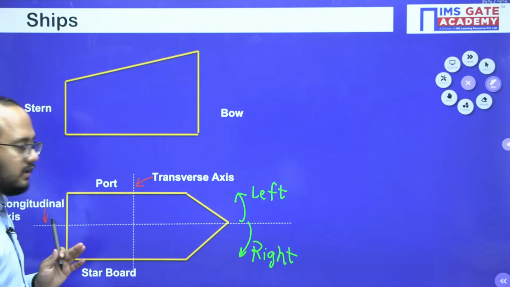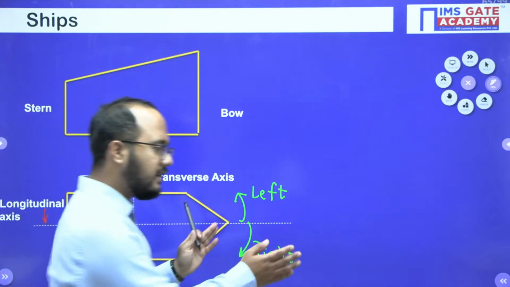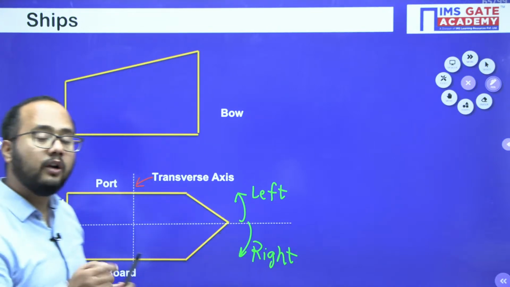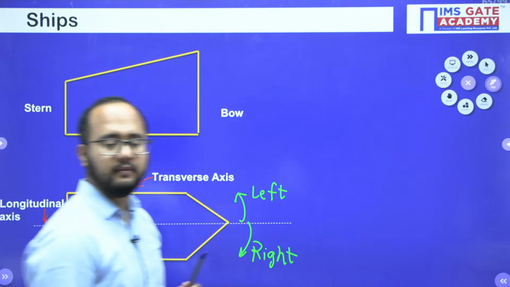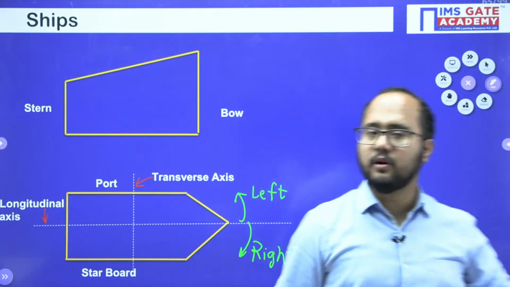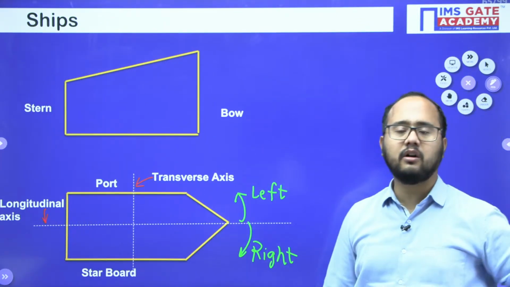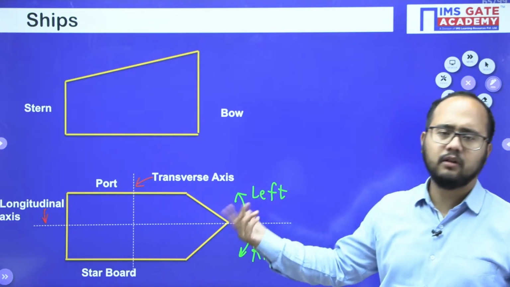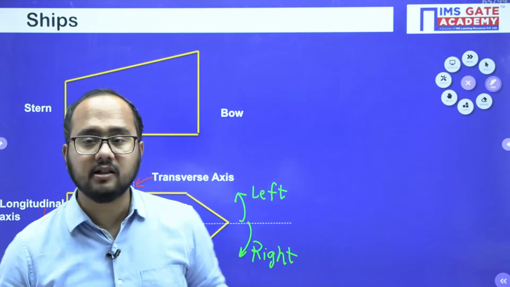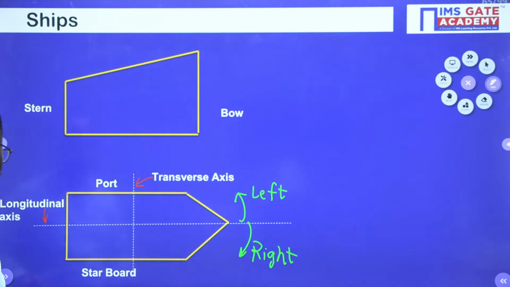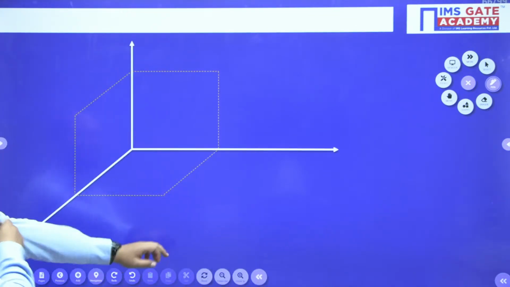Right, everyone? Steering basically means it is taking a left turn or right turn. Rolling is the angular motion about the longitudinal axis. Angular motion about the longitudinal axis is the rolling motion. Now, first we will consider the steering case. Now see.